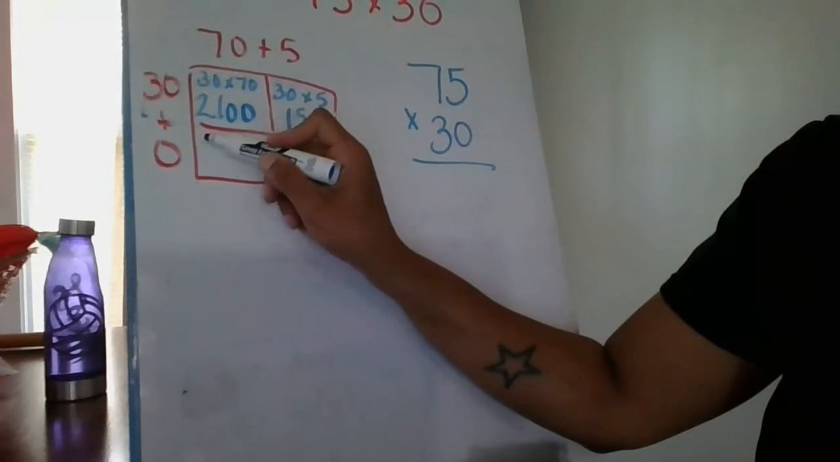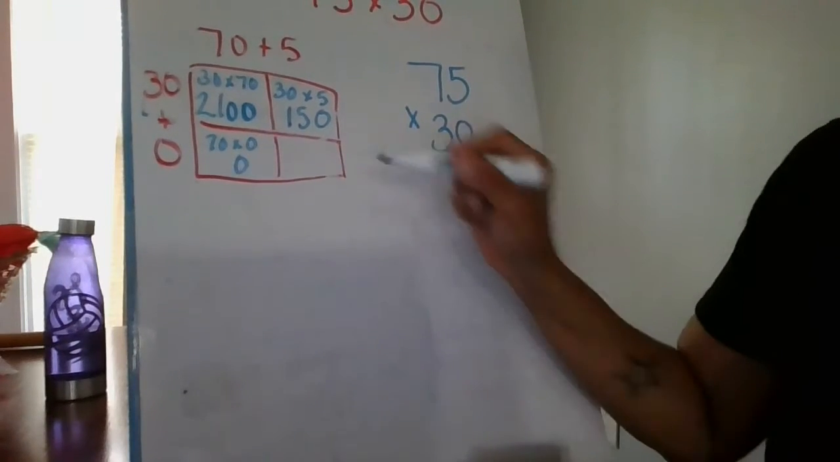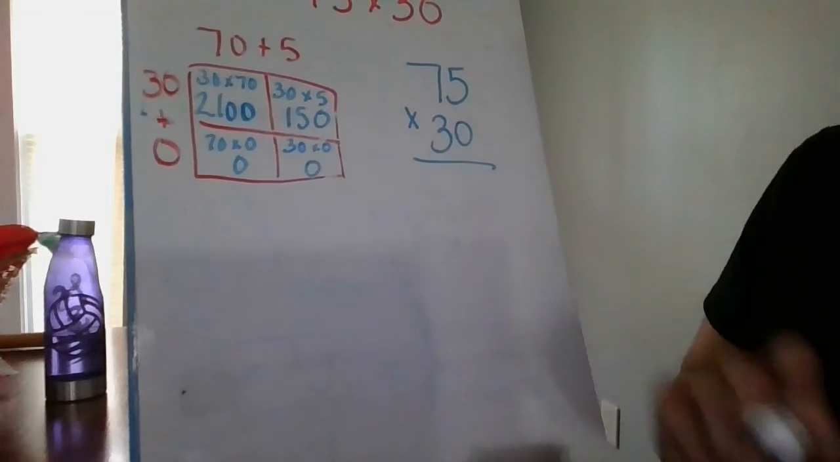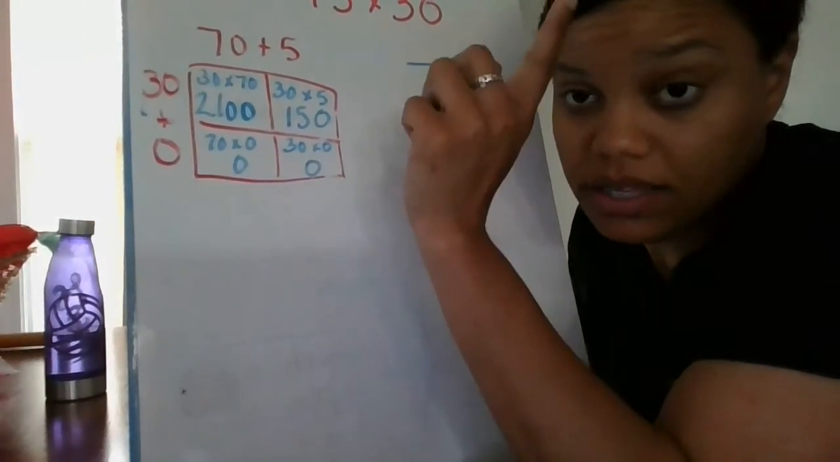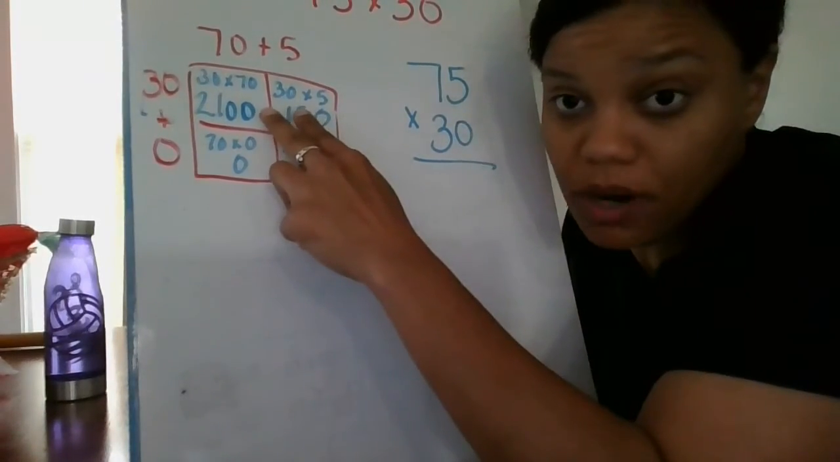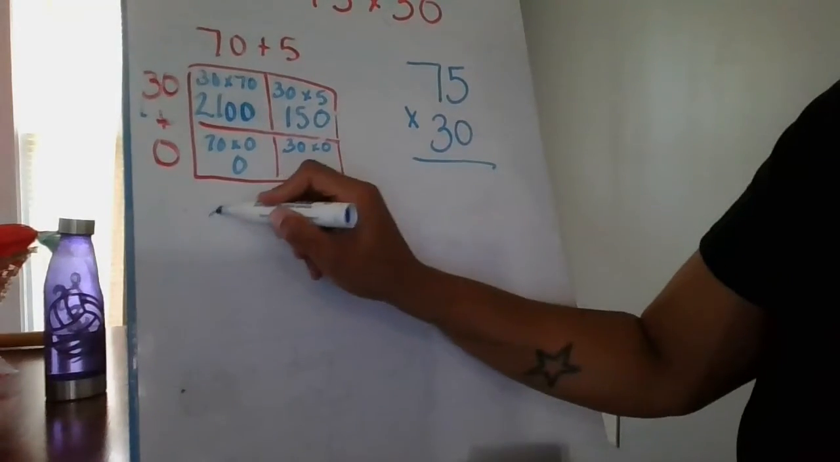This part, I love it because it's zeros. 70 times 0. Anything times 0 is 0. 30 times 0. Still 0. Now you're taking, remember, these are partial products. The answer to your multiplication problem is your product. Right now you have partial products. You only have the pieces. You need to put those partials together, add them up.